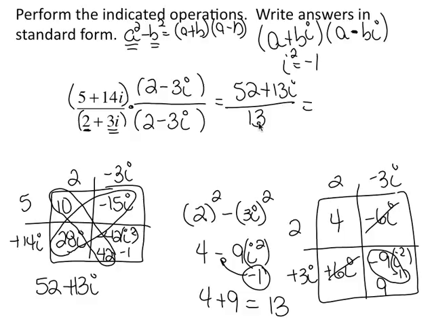Now if I look at my new fraction, I have 52, 13, and 13. They all have a common factor of 13. If I take 52 and I divide it by 13, that's going to give me a 4. 13 divided by 13, that's a 1. And 13 divided by 13, that's equal to a 1. So my final answer would be 4 plus 1i, or just simply i.